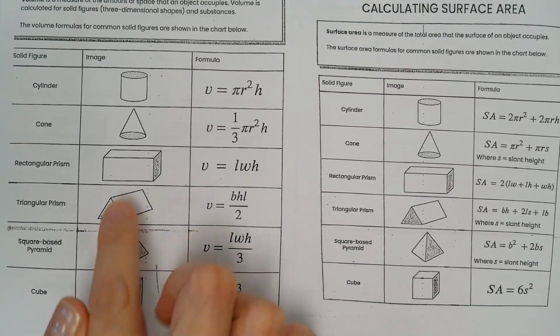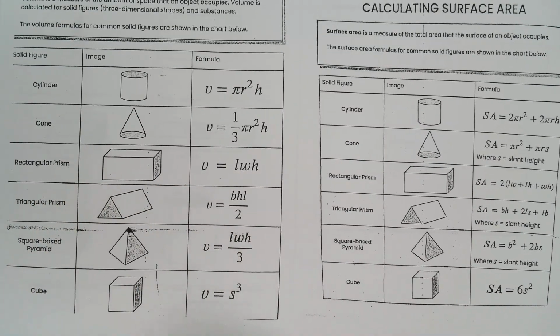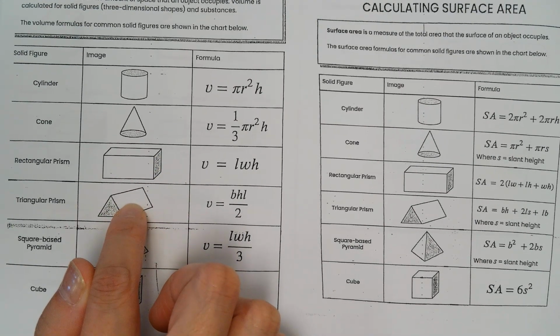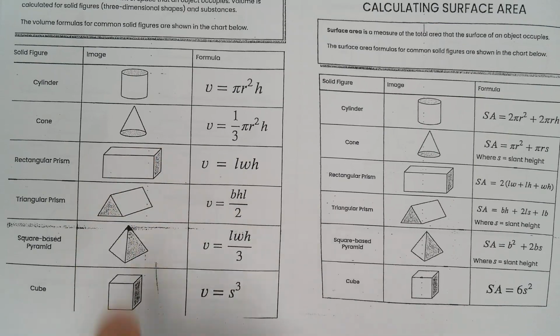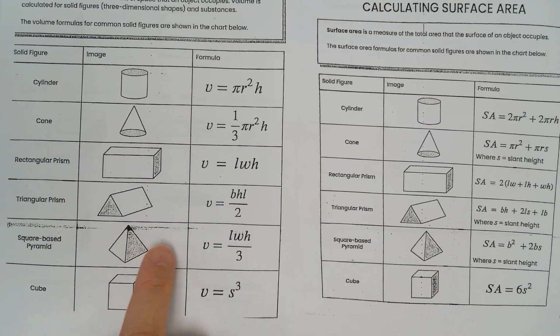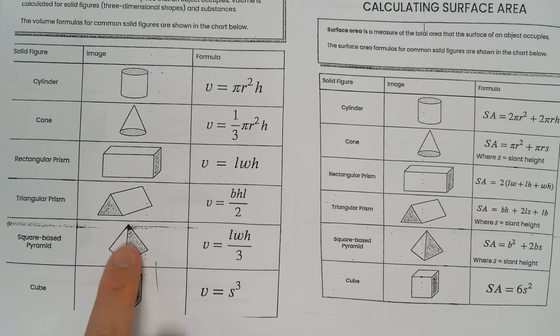All right. What about the connection between a rectangular prism and a triangular prism? What's the connection between them? How many of these does it take to make up one of these? 2. Yeah, because it's divided by 2. All right, and you can see the similarity with this square-based pyramid and a cube. Same idea. So it takes 3 of these to make up one of these.